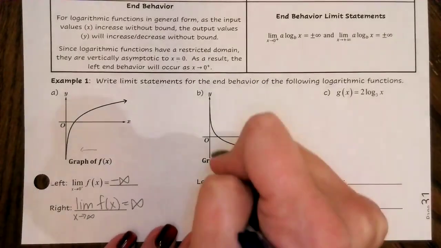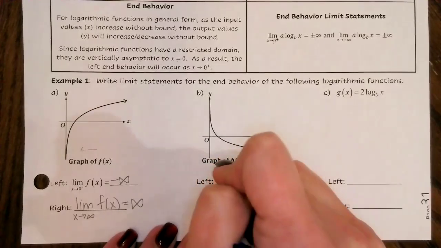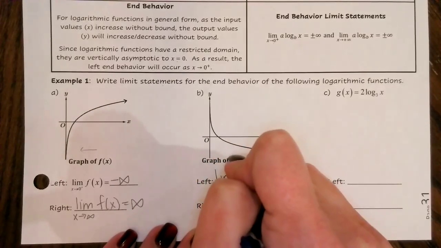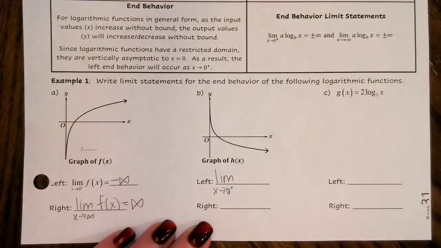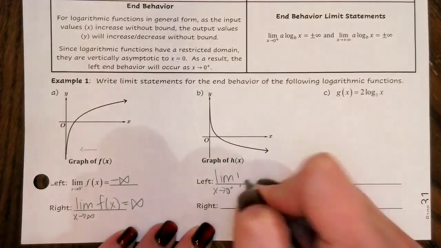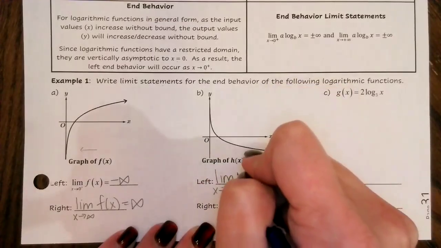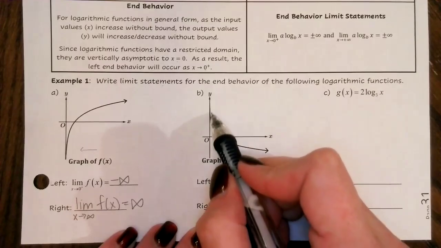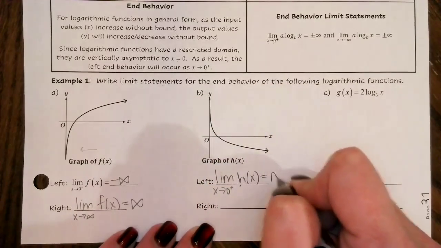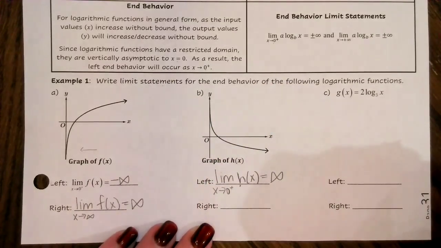All right, now we're going to write them from the beginning. So on this one, I would say the limit as x approaches 0 from the right-hand side, so I need a positive there, of h of x is equal to, well, this graph is going upward. So this is a positive infinity.